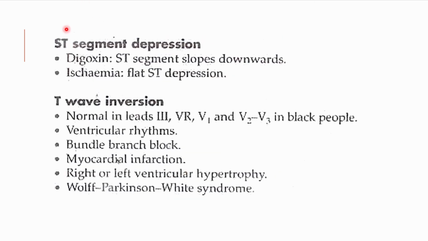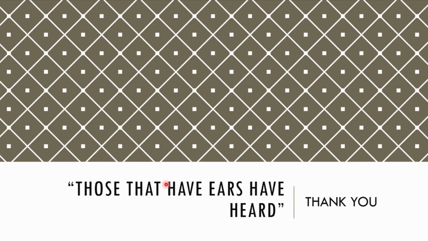Then with ST segment depression, it could be with digoxin, which is usually slanting, or it could be with ischemia, which is usually a flat ST segment depression. Then you may get some T wave inversion, which is normal in lead 3, lead AVR, lead V1, and in lead V2 and V3 in black individuals. You may get T wave inversion in ventricular rhythms, in bundle branch block, in myocardial infarctions, in right or left ventricular hypertrophy, as well as Wolff-Parkinson-White syndrome. That is a summary of everything.